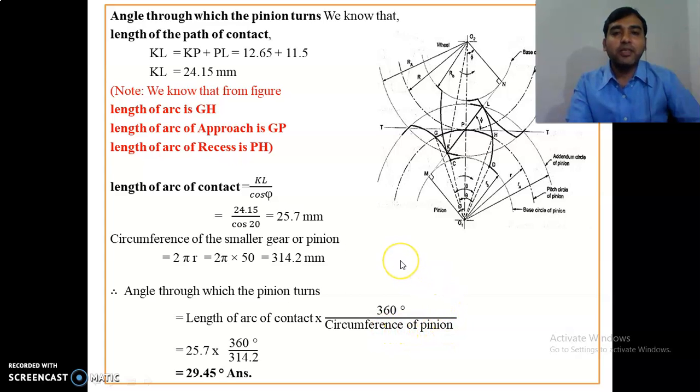So this is the simple way to solve the numerical which is based on the spur gear. So the two gears are meshed with each other and we find out the different parameters. So this is the easy way to find out.